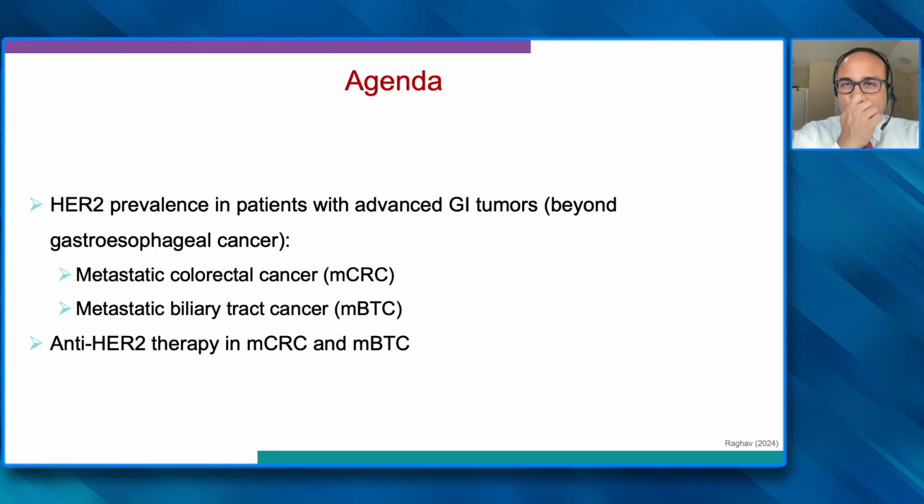So today we have on the agenda to understand the HER2 prevalence in patients with advanced GI tumors. Please make note we are going to talk about GI tumors beyond gastroesophageal cancer, which in itself is a different topic. So we'll be essentially talking about metastatic colorectal cancer and metastatic biliary tract cancer, and then the impact and role of anti-HER2 therapy and the developing paradigms regarding both these cancers.